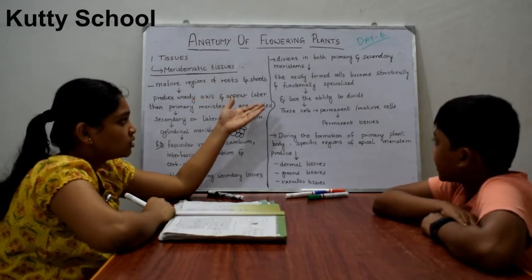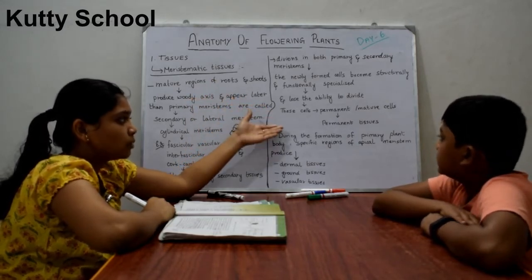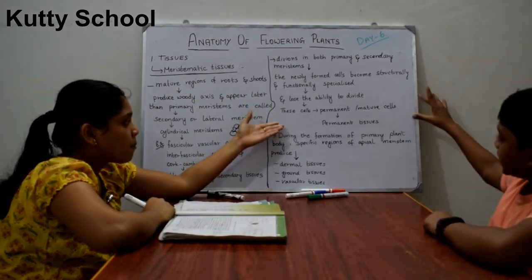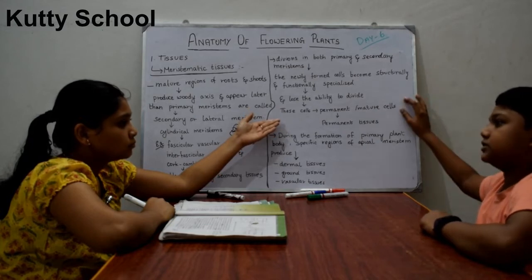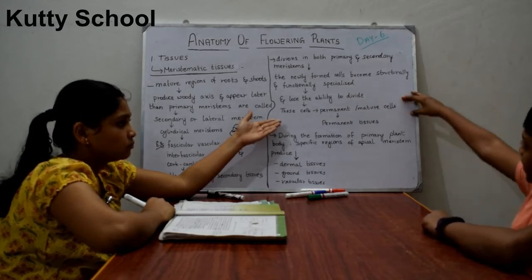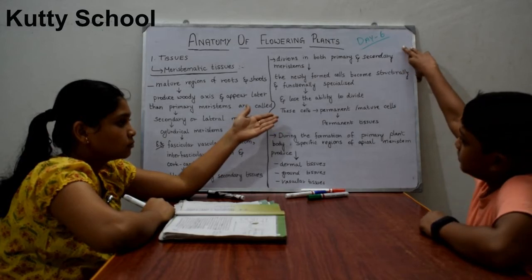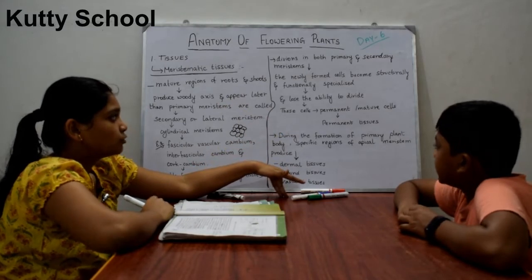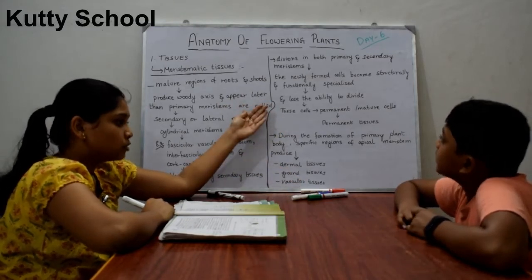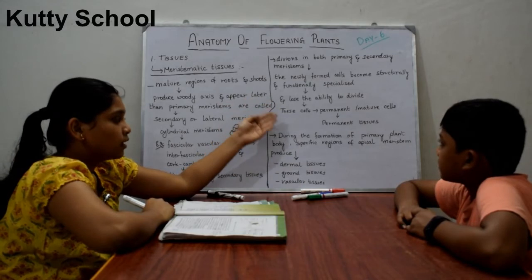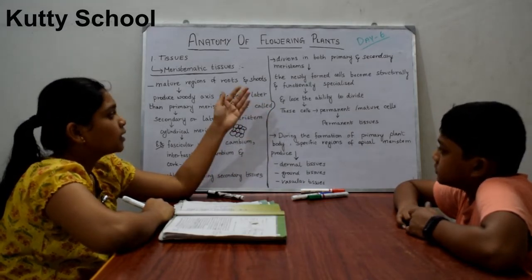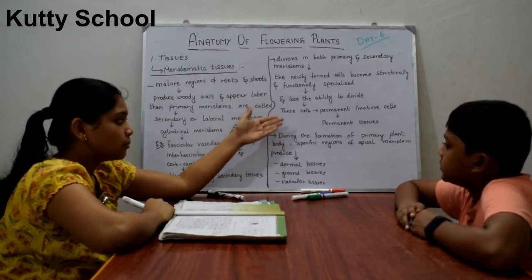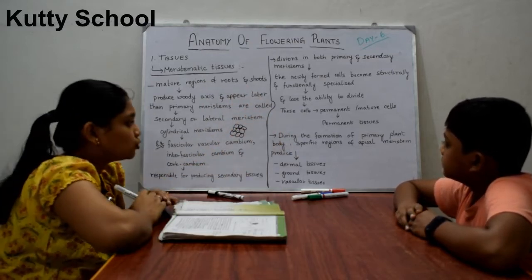Now, if they lose the capacity to divide, these cells are known as permanent or mature cells, which are known as permanent tissues. If they regain the ability, they are not called permanent cells; then they are called meristematic, which we will see in our succeeding topics. So first they specialize and lose the capacity to divide, and these cells become permanent or mature cells, also known as mature tissue or permanent tissues.